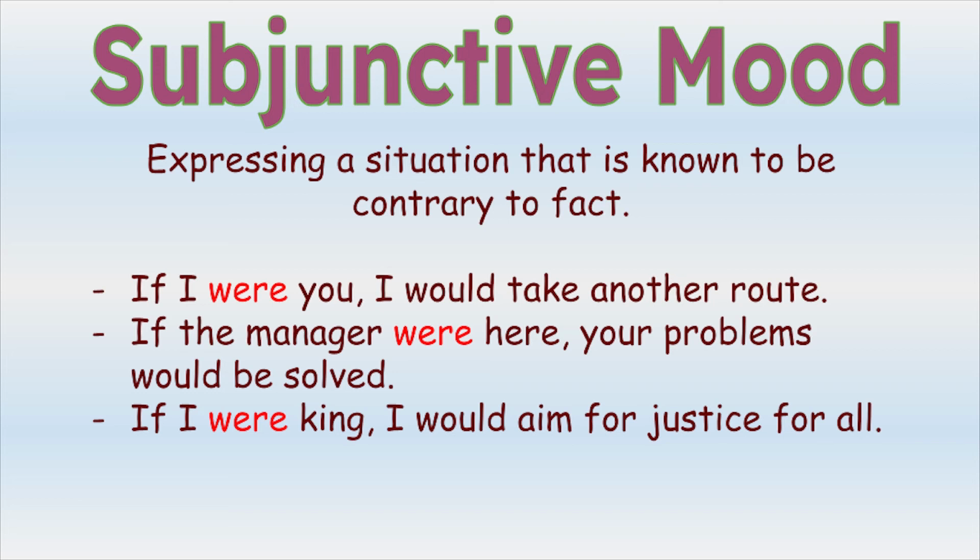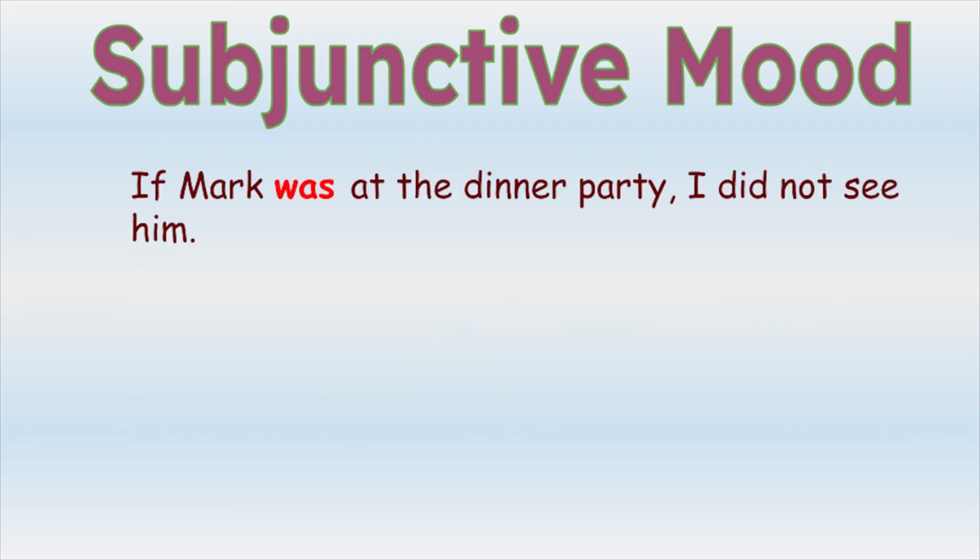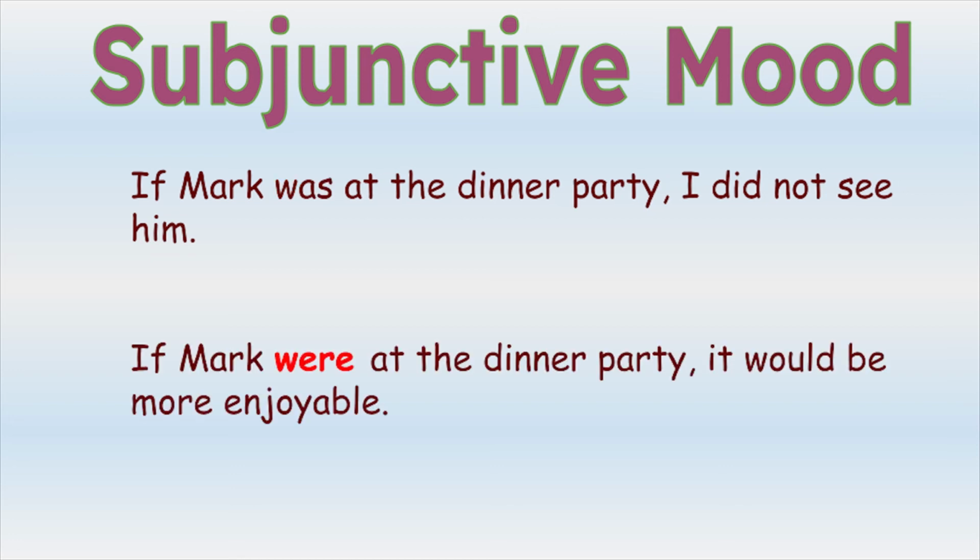To explain this more clearly, let's look at this sentence. If Mark was at the dinner party, I did not see him. In this sentence, we do not know for sure that Mark was not at the dinner party, so we use the regular past tense was. If Mark was. But since we know for sure that Mark is not at the dinner party, then we use the past tense were instead of was. If Mark were at the dinner party, it would be more enjoyable.